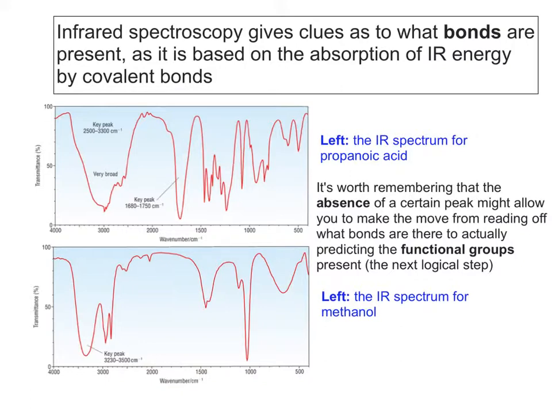So for example, on the top spectrum here, you can clearly see that there's a peak for a carbonyl group, C=O. But in the spectrum below, it's not there. So you can clearly see a difference between one functional group and another, the alcohol functional group versus the carboxylic acid functional group.